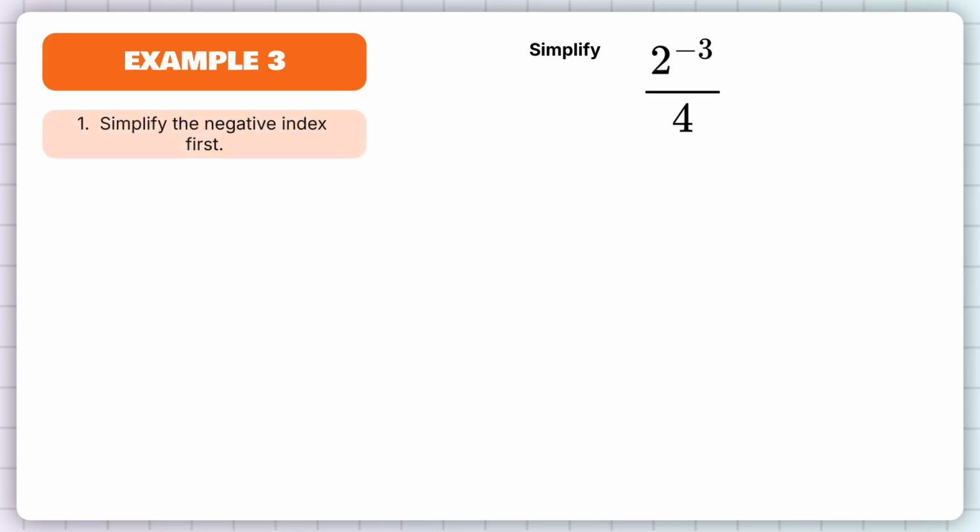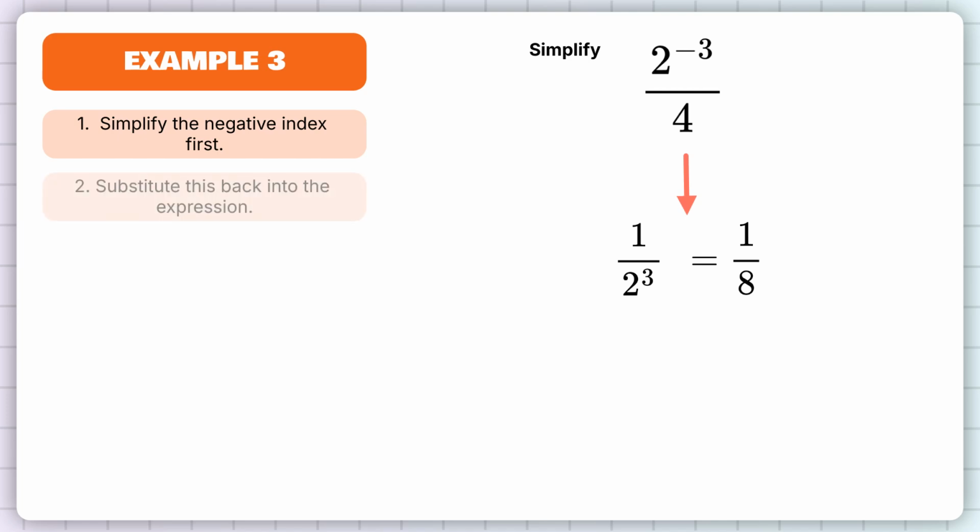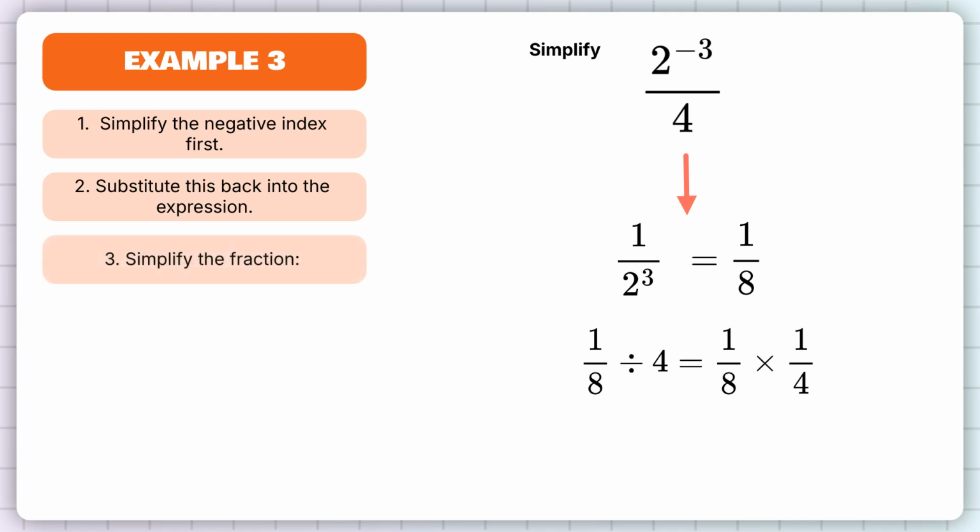Now for our third example, simplify 2 to the power of minus 3 over 4. Simplify the negative index first, so 2 to the power of minus 3 becomes 1 over 2 cubed, which equals 1 over 8. Next, substitute this back into the expression. So we have 1 over 8 divided by 4. Finally, using our fraction rules, we can simplify the fraction, and this gives us 1 over 32. Thus the answer is 1 over 32.